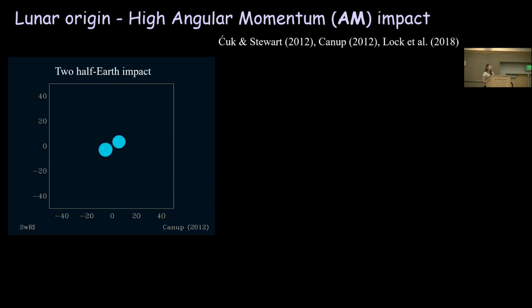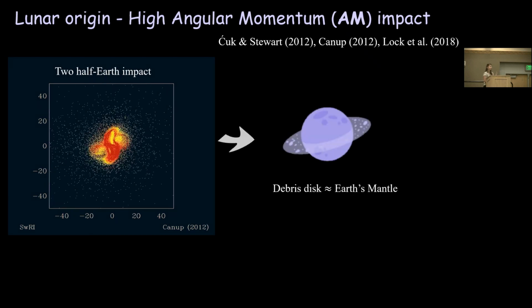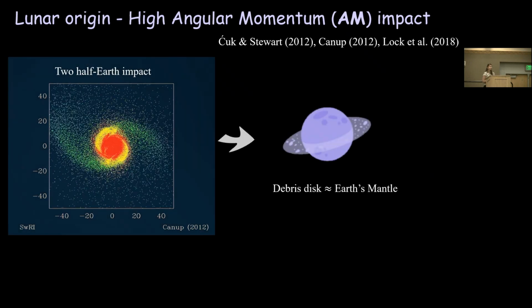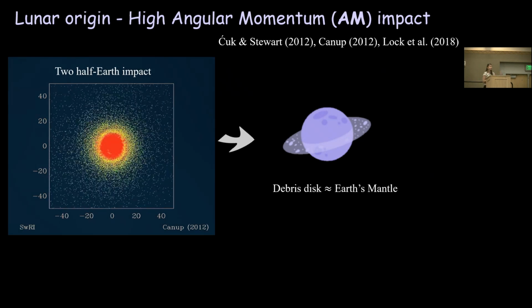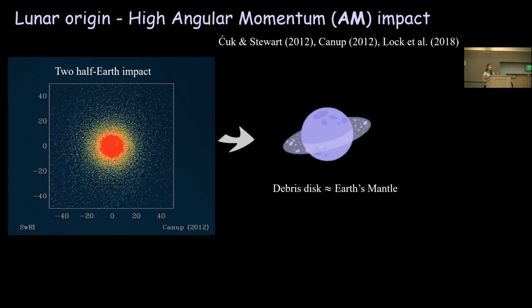Okay, so there's a suite of proposed impact scenarios that assume a higher angular momentum, and these are beneficial because they create more mixing between the debris disk and the protoplanet. And therefore, it creates a debris disk that is more Earth-like and would create a moon that is Earth-like and explain the isotopic similarities without needing any post-impact equilibration.